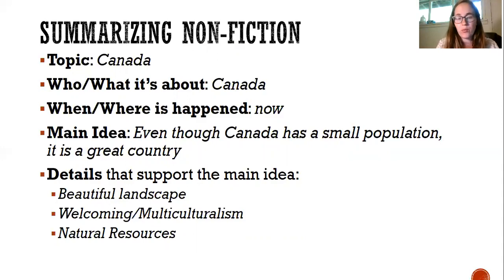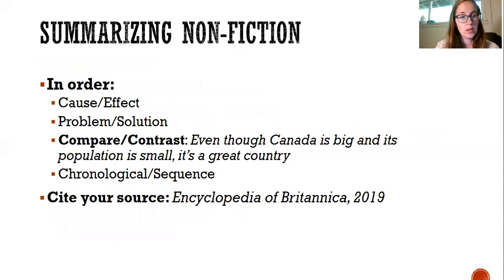The main idea, if we read the whole thing, we think, okay, it's saying that even though Canada has a small population, it is still a great country. Here are 3 details that support that main idea. It has a beautiful landscape, it is welcoming to immigrants and multicultural, and it has lots of natural resources. So those are 3 facts that support my main idea that Canada is a great country.